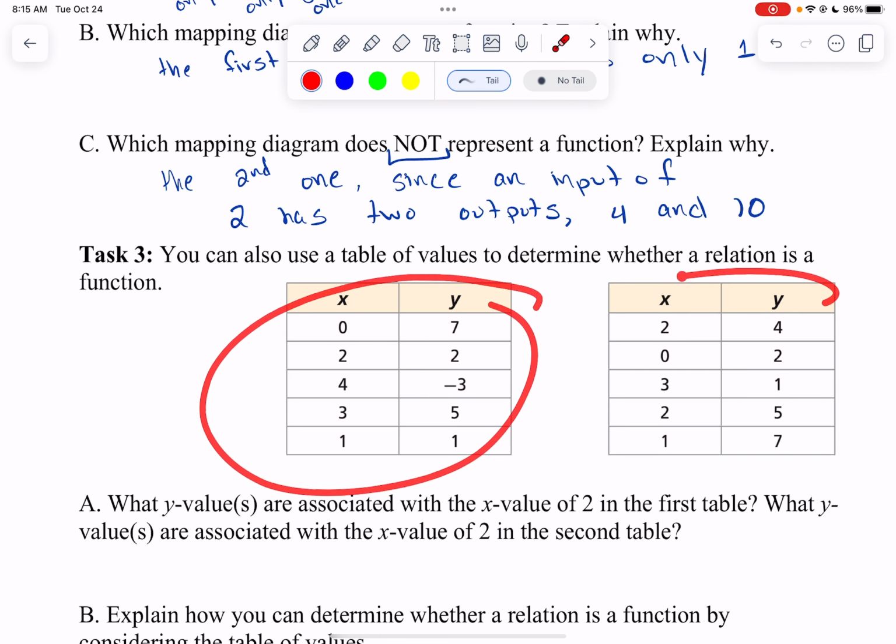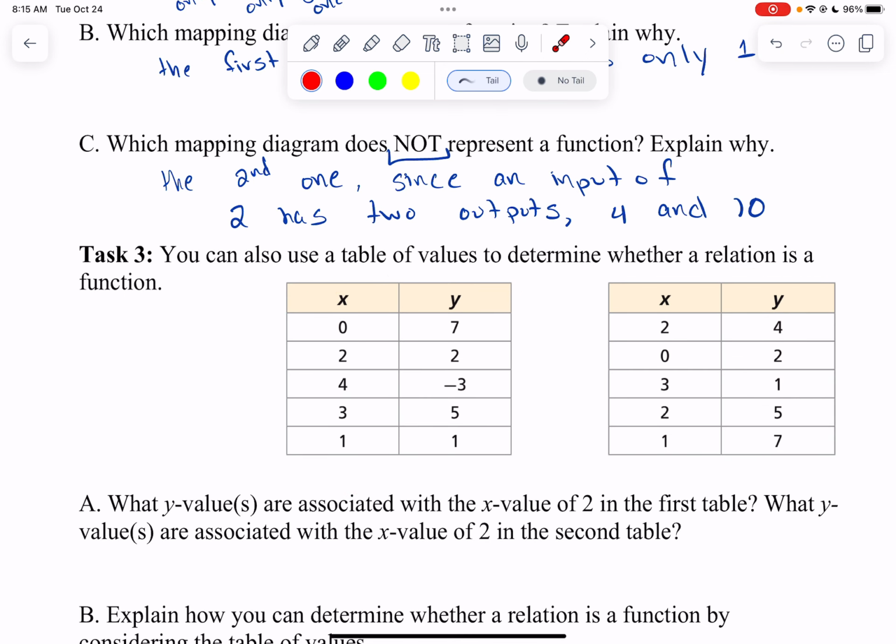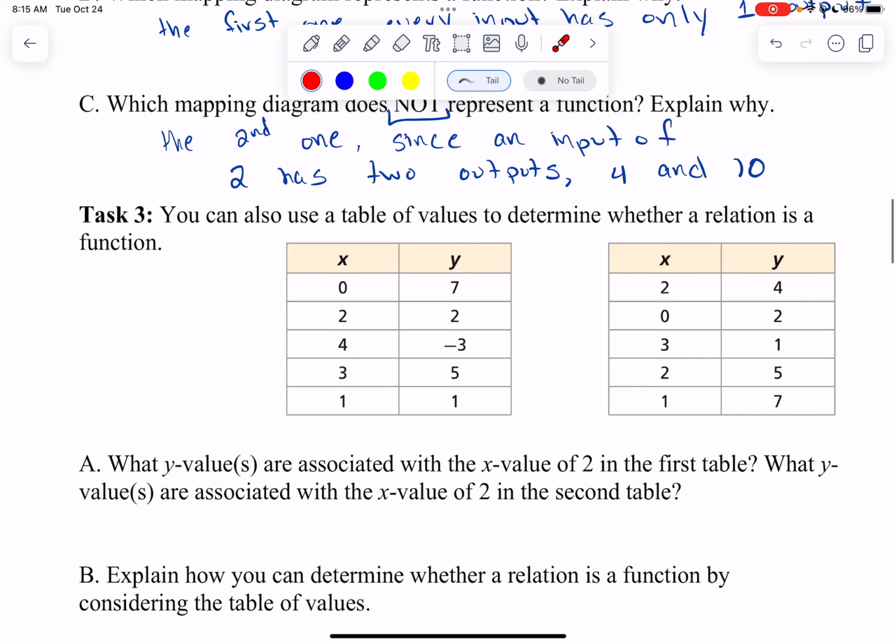Again, these are both relations because an input goes to an output. That's all you need to be a relation. But to be a function, every input can only go to one output. So let's go ahead and identify that. It says what y values are associated with an x value of 2 in the first table. So let's look at an x value of 2 right there.